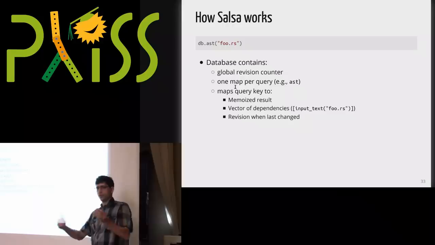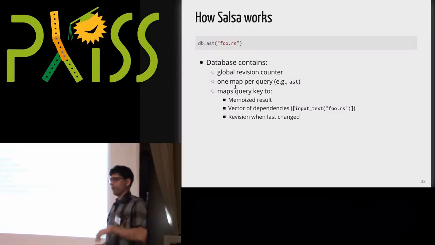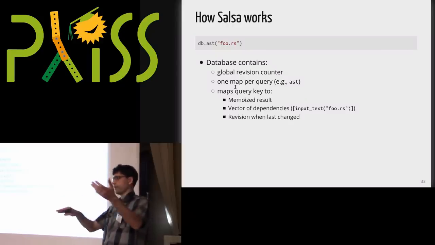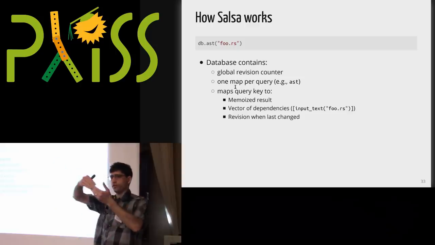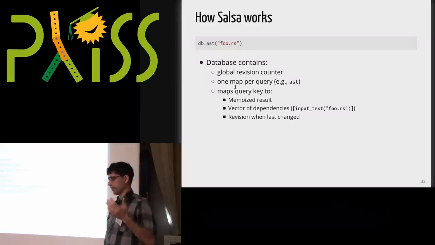And we're going to track looking for cycles while we do that. Because when we execute one function, it might invoke other queries. So then we can detect if there's some kind of cyclic dependency and report that out.